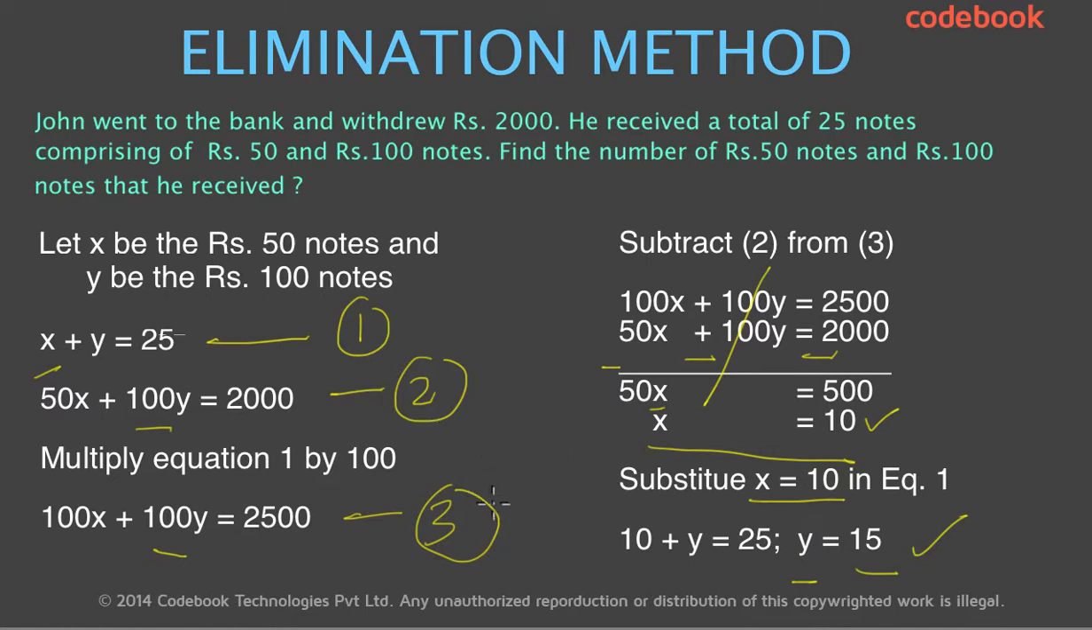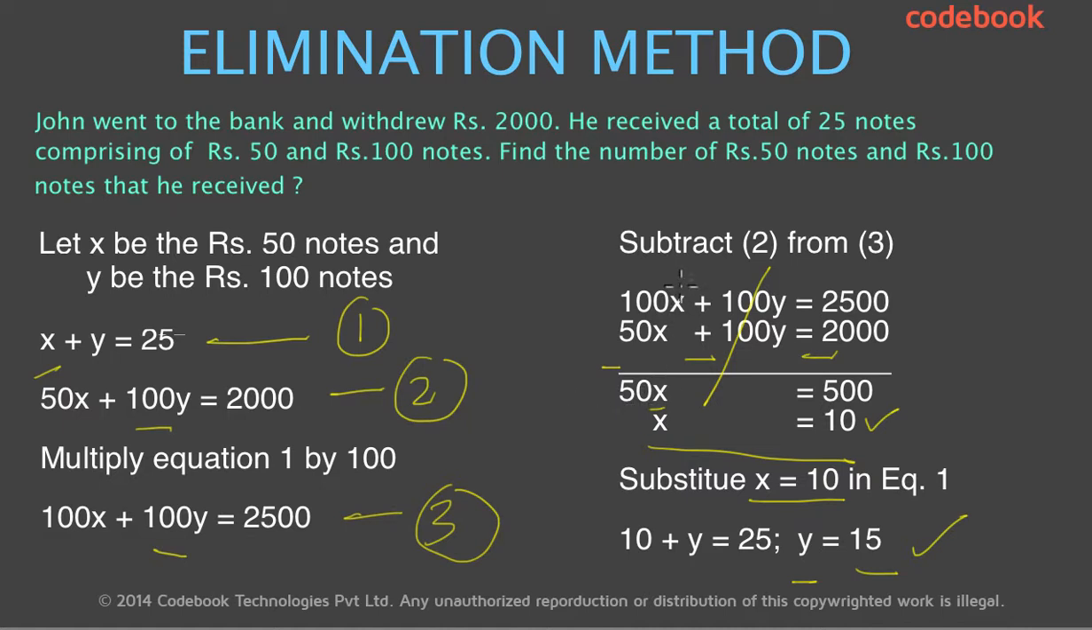So let's recap the steps. First, you express the two linear equations, and then you multiply those equations with some constants so that the coefficients of one of the variables in both the equations is the same. Then you either do subtraction or addition to cancel out that variable, which will result in a linear equation in one variable.